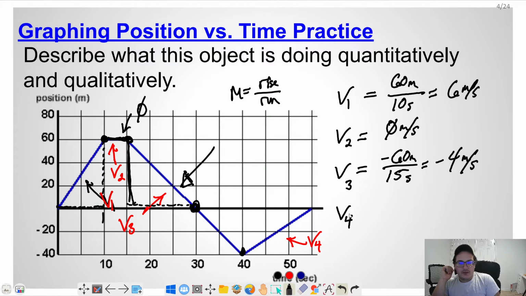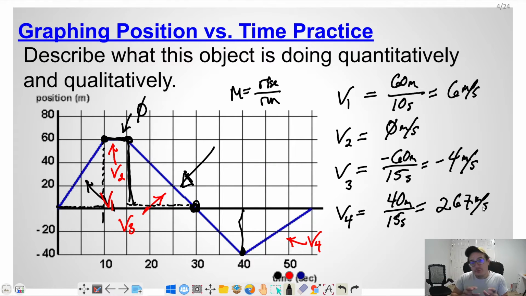Okay? And then we got the last one here. What about this number 4? Number 4 is going to come out to be, well, we go up 40, so that's going to be positive 40 meters over 15 seconds. I believe this is going to be an irrational number, so I have to round it. So we're going to do 2.67 meters per second. Okay? If you didn't get those numbers, come talk to me. I'd love to help you figure it out and walk you through it if these examples weren't helpful.